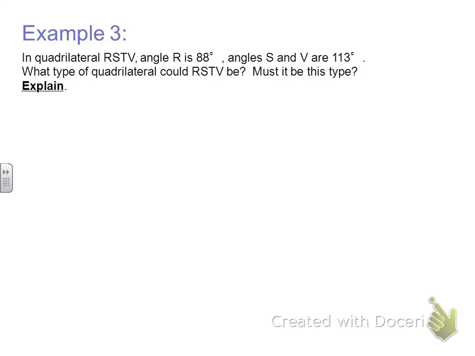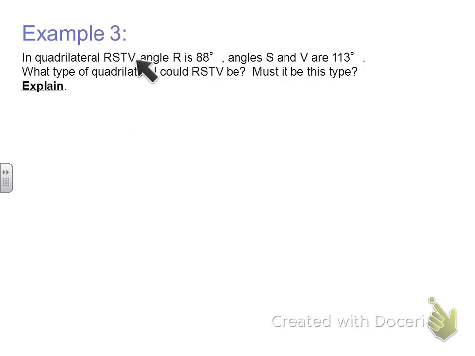Okay, so I just heard Kayla and Eddie over here saying that it's a kite because S and V are equal. Okay? Why does that lead you to think it's a kite? What kind of angles are S and V in relation to each other? Are they consecutive or are they opposite? And how do you know?